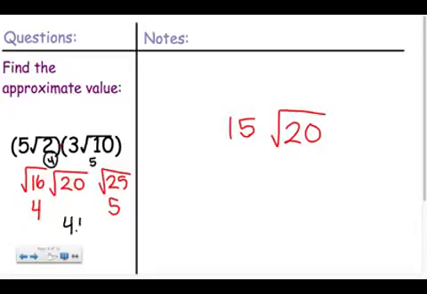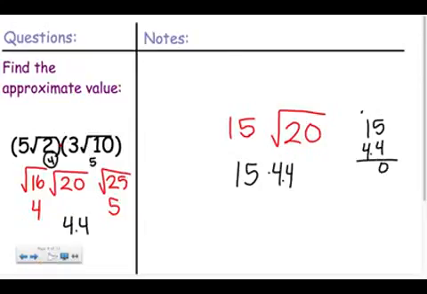So we'll say 4.4. So we're going to take 15 and times it by 4.4. 5 times 4 is 20. 4 times 1 is 4. 5, 6. Bring down the 0. 4 times 5 is 20. 4 times 1 is 4. 5, 6. So we have 6, 6, and 0. So my answer is 66.